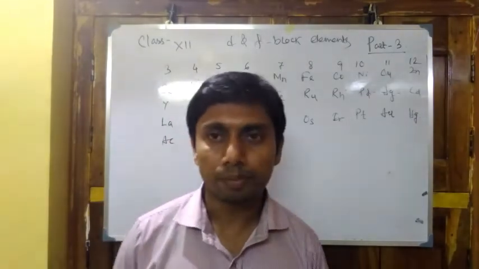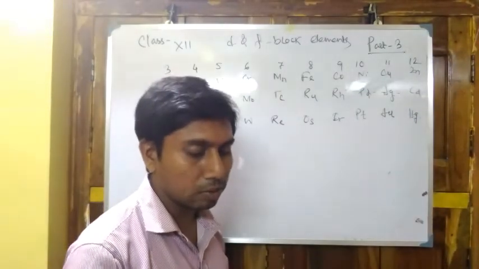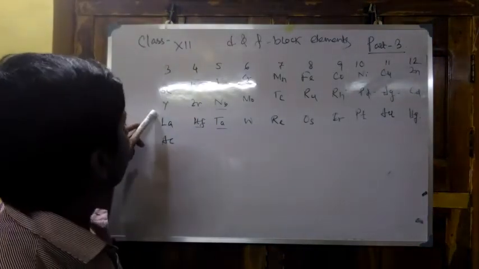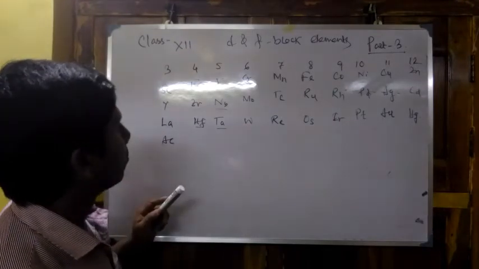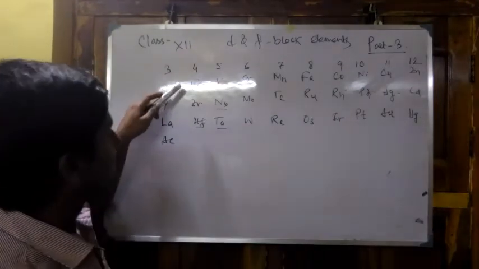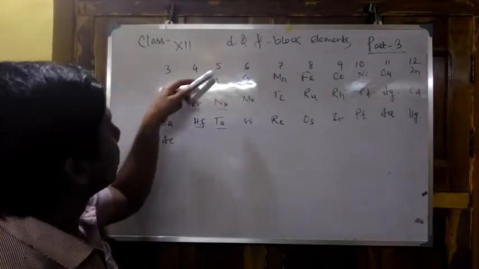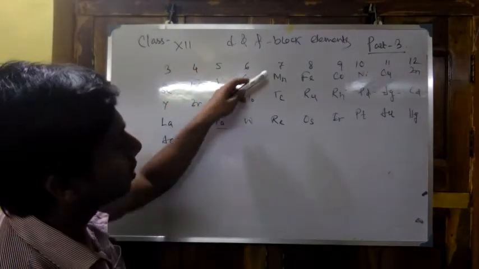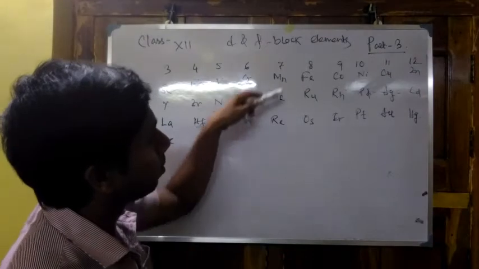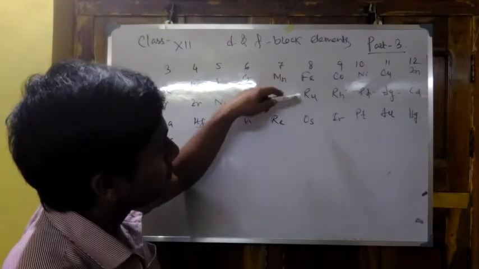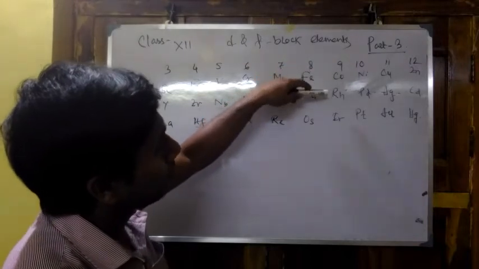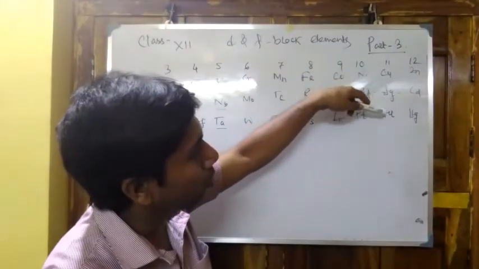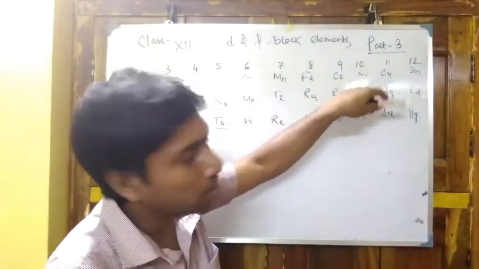Now first of all, an introduction to the individual group elements. Group 3 contains scandium, yttrium, lanthanum and actinium. Group 4 is titanium, zirconium, hafnium. Group 5: vanadium, niobium, tantalum. Group 6: chromium, molybdenum, tungsten. Group 7: manganese, technetium, rhenium. Group 8: iron, ruthenium, osmium. Group 9: cobalt, rhodium, iridium. Group 10: nickel, palladium, platinum. Group 11: copper, silver, gold. Group 12: zinc, cadmium, mercury.